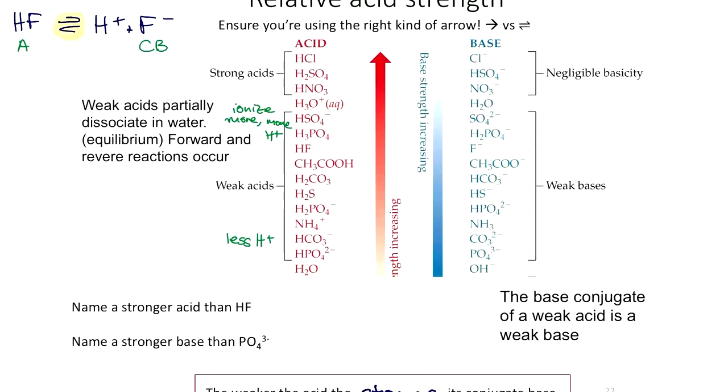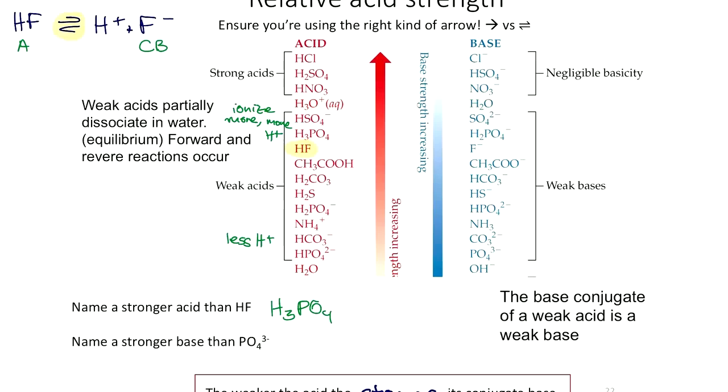So let's locate where HF is right there. Are we looking for an acid above or below? Above, yeah, so let's just say the one above it. Let's say H3PO4 is a stronger acid than HF. That means that phosphoric acid will ionize more in water than HF. If you put same concentrations of phosphoric acid and HF in water, phosphoric acid is going to have the lower pH because it makes more H plus in water.